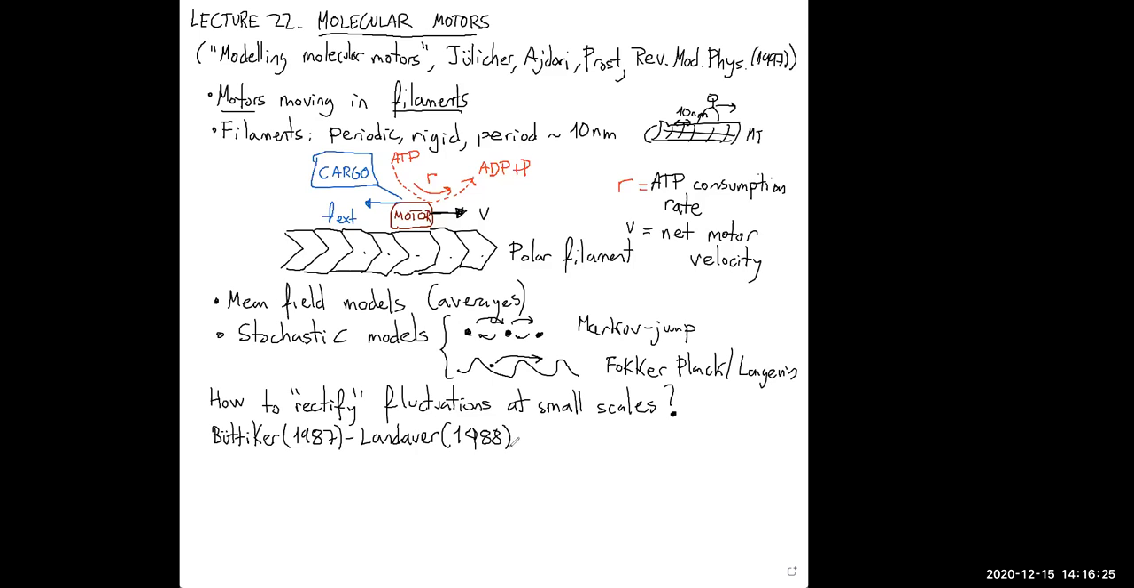1988, Büttiker-Landauer ratchet. This is a model which is continuous, which generates motion. This is a T, which is as follows. So you have a potential, which is periodic, something like this. So for example, a sine, this is V of x.